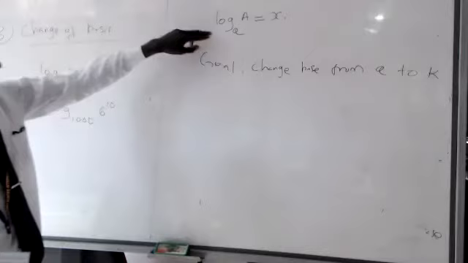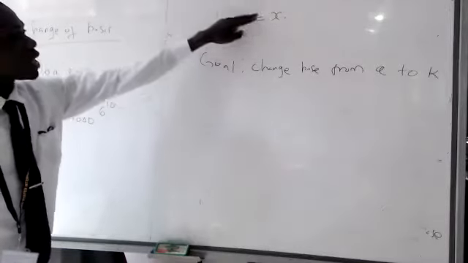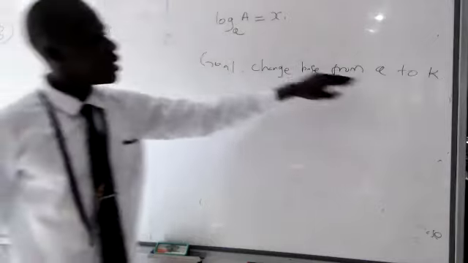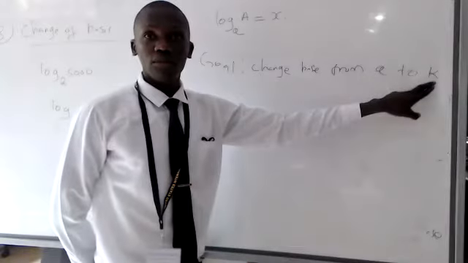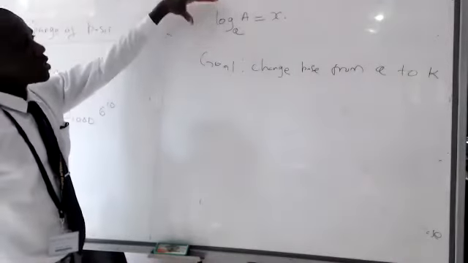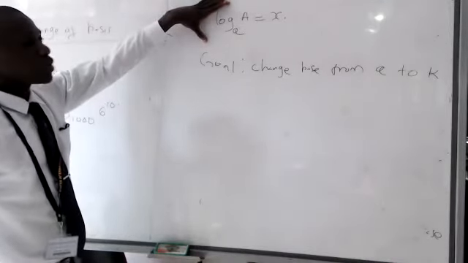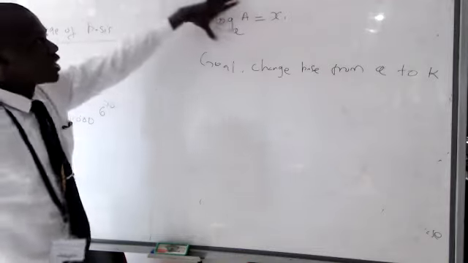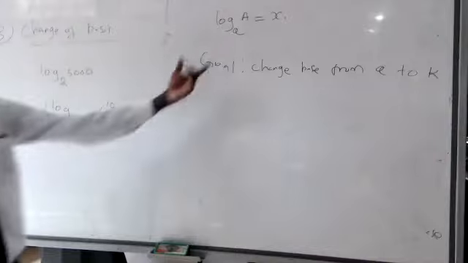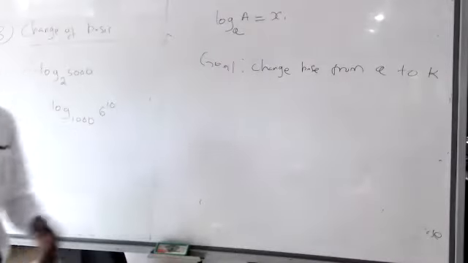We have logarithm to the base a equal to x, but we want to change this from base a to base k. First step, convert or change this logarithmic form to exponential form. So what would this be in exponential form?